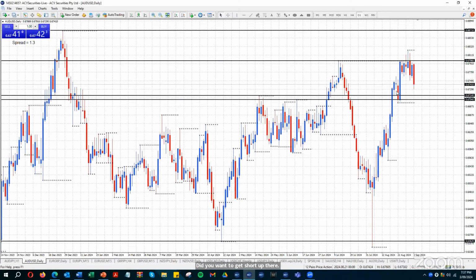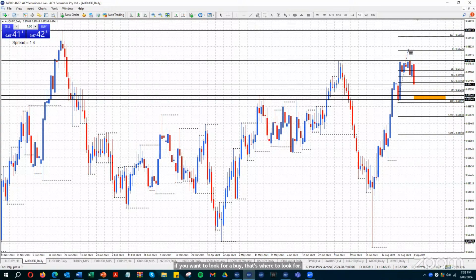Now the buyers could most definitely come in at these 2 weekly highs at 67.14 to 67.04 this week. So if we're going to continue the upward move long term, this area needs to hold. That's where the buyers will be looking to defend. So if you want to look for a buy, that's where to look. And you could be looking as well within this range.